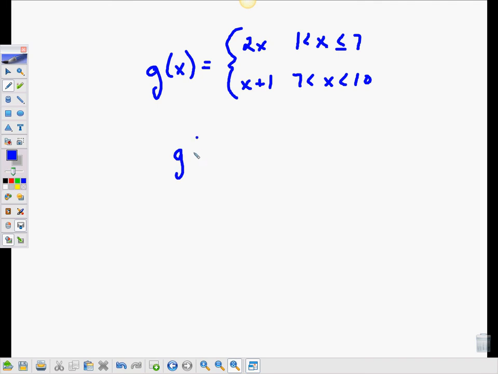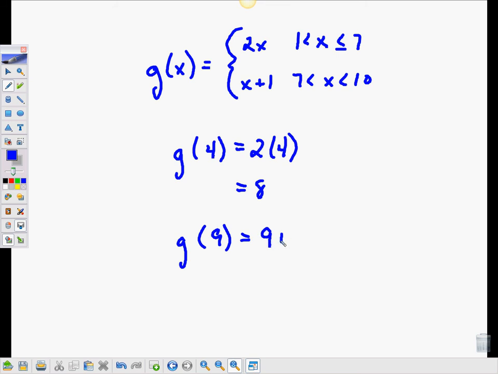So g of 4, putting 4 in, that would fall in the first situation because that's between 1 and 7. That would mean I'd have 2 times 4. So g of 4 is 8. g of 9, well, that's not between 1 and 7. That is between 7 and 10. So g of 9 would follow the rule of 9 plus 1, the second one here. So that gives me an output of 10. There we go. There we're working.